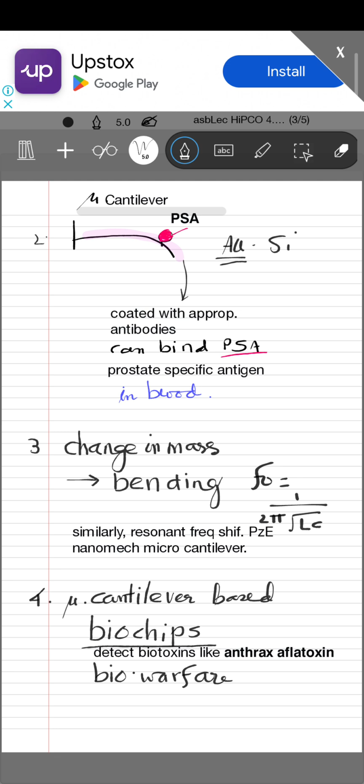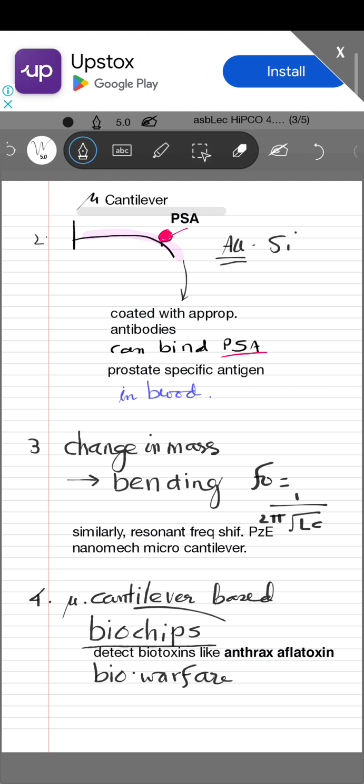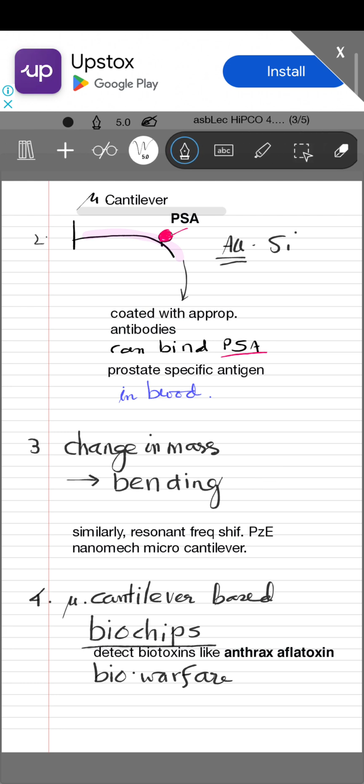Now, based upon this microcantilever, various biochips are also formed. These biochips also detect various biotoxins like anthrax, aflatoxin, etc., and these toxins are released for biological warfare. So if we have biochips installed, we can detect them and prevent these sorts of biological warfare.